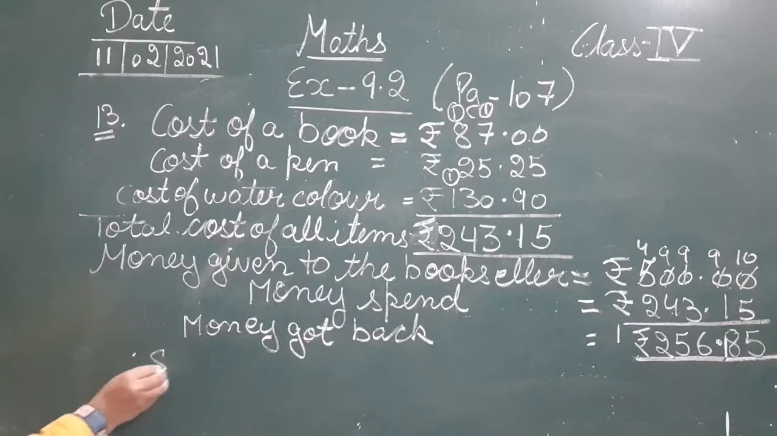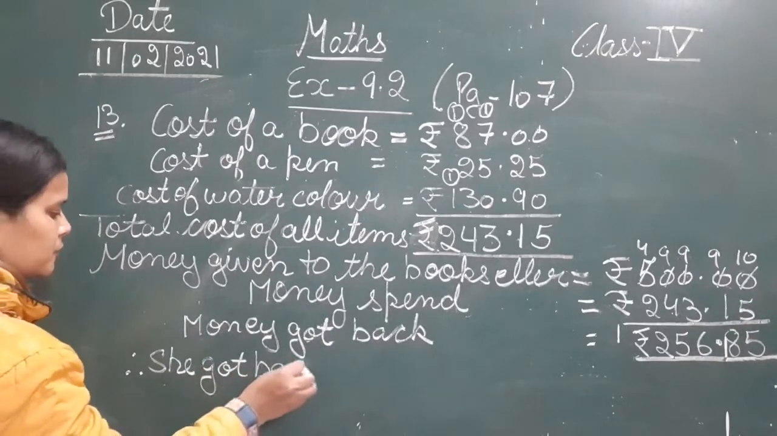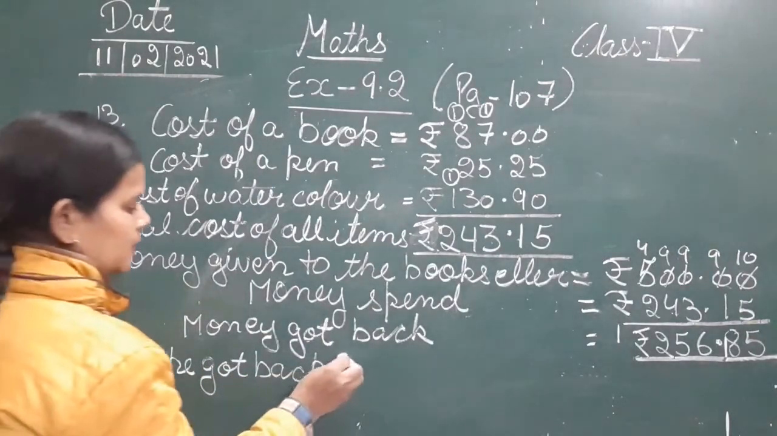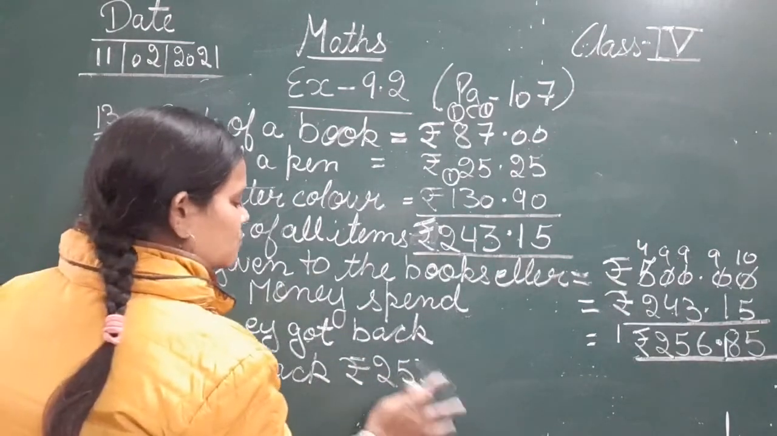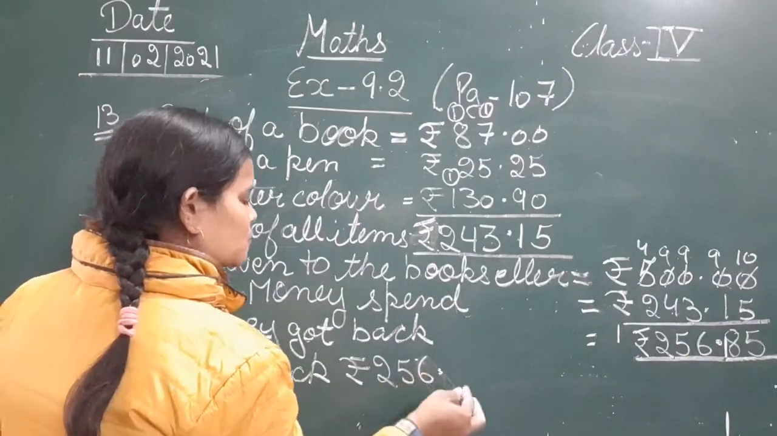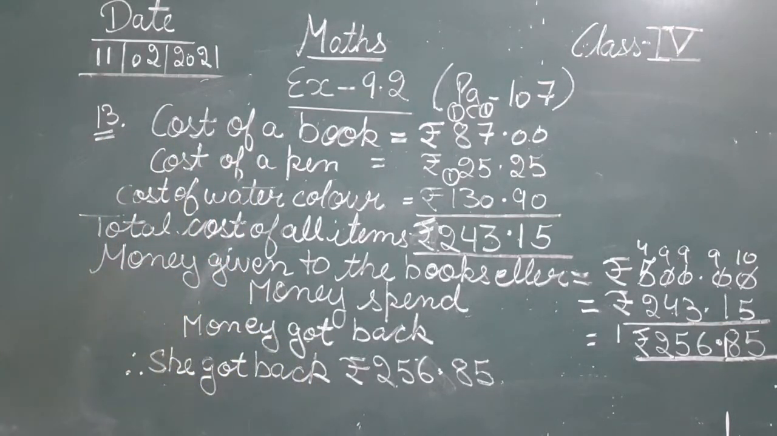Therefore, the money she got back is 256 rupees and 85 paise. This is the amount that was got back by Rekha. Okay, so this is the solution of question number 13. You can pause it here as well and note it down in your notebooks. Okay class, just note it down in your notebooks.